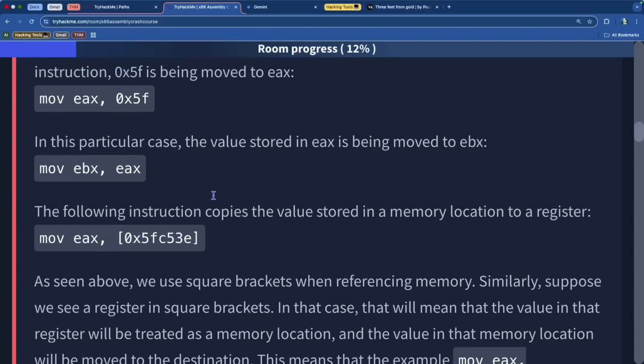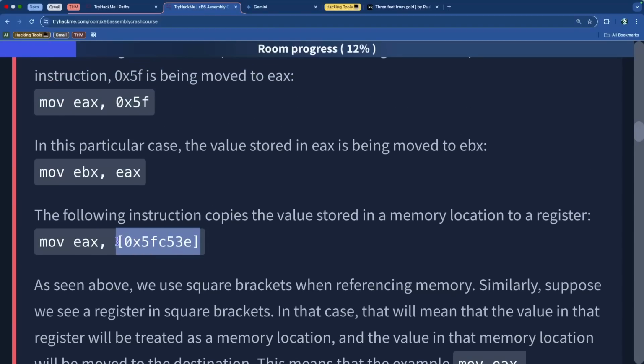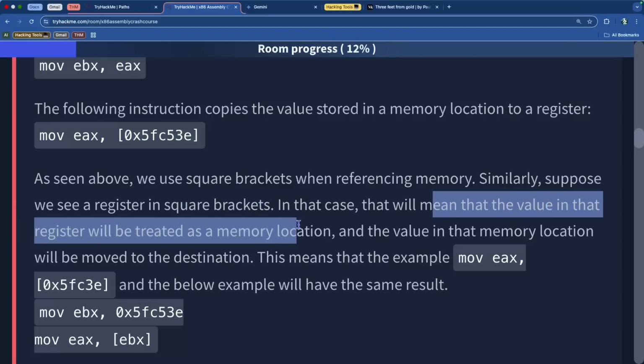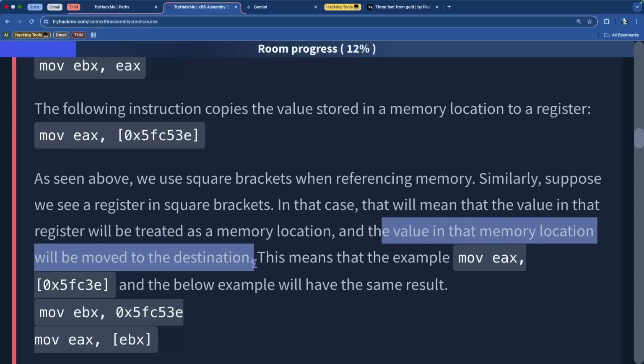Now, what we understood earlier is that if it's inside of square brackets, we're pulling it from memory instead of pulling it from a register. So we use square brackets when referencing memory. Suppose that we see a register in square brackets. In that case, the value in that register will be treated as a memory location, and the value in that memory location will be moved to the destination.